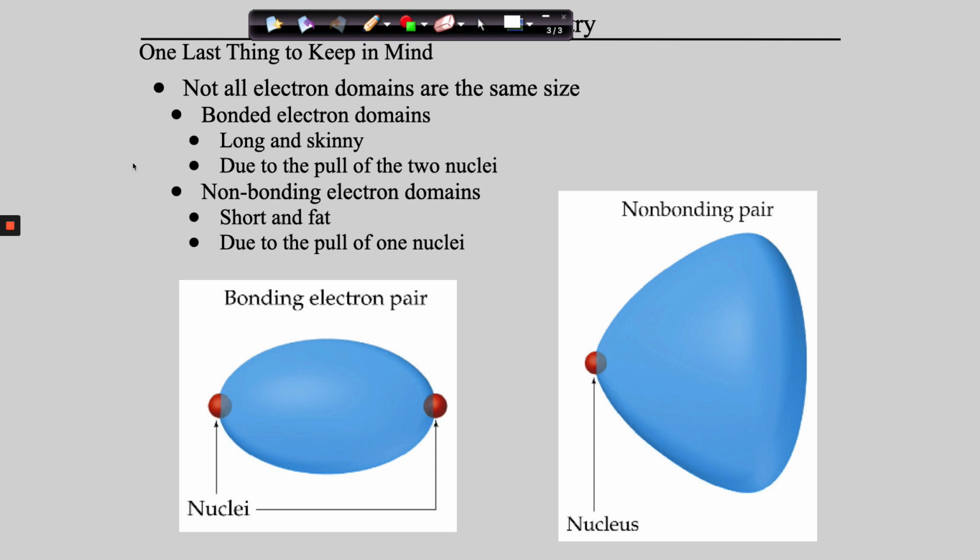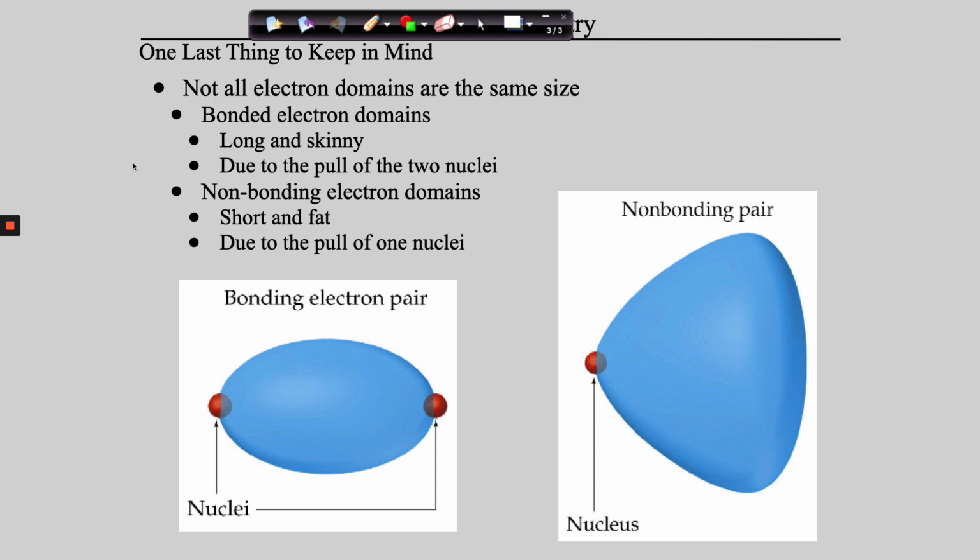All right. So guys, we are now done with the front of this page. We have established all the foundational stuff that we need. We know what a domain is. We know how they interact with each other. And now we understand that the bonding domains are long and thin and the non-bonding domains are short and fat. So what I'd like to do to wrap this up is to show you an image of what this might look like.